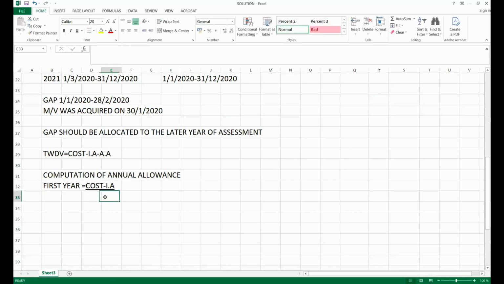We have what is called big N. Multiply by small n, divided by 12. So that gives us the computation for annual allowance.